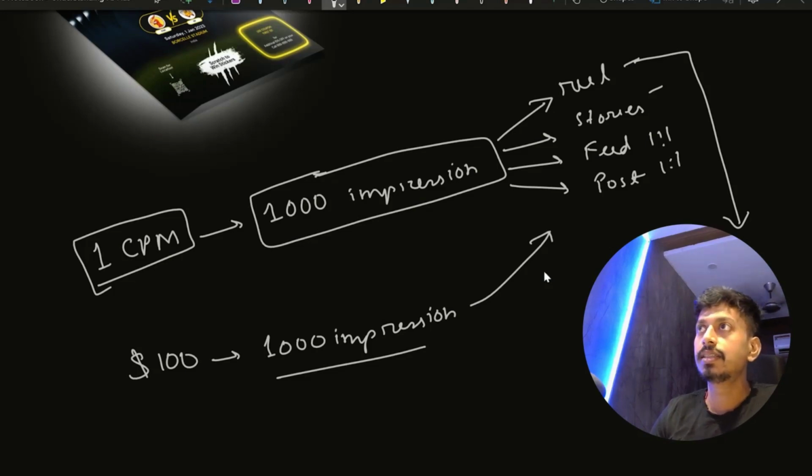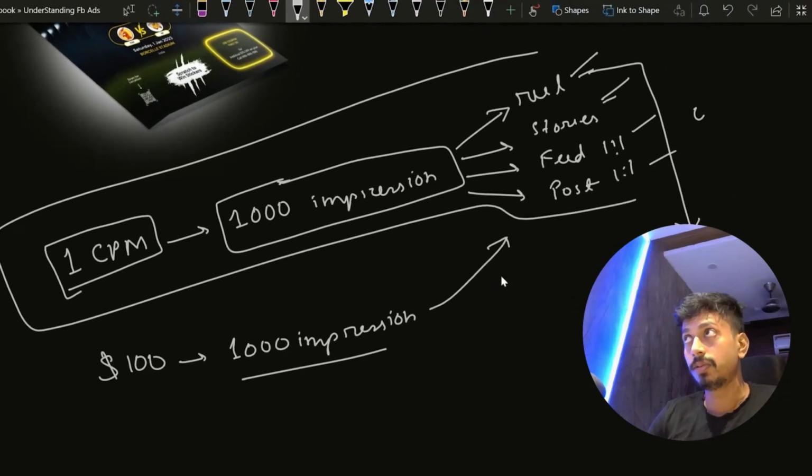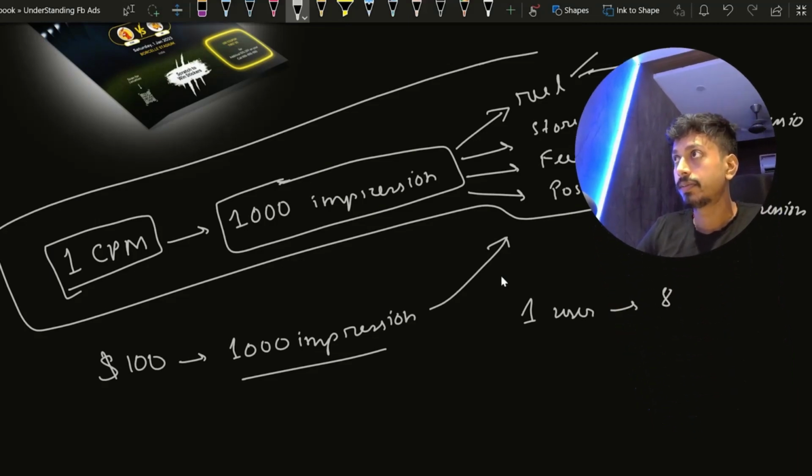It ends here. It may have repeated users. It may have the same user watching the same ad on Reels, Stories, Feed, and Post, and it will be counted as 4 impressions. Same user. And it can also be possible the same user watches this ad all over again and it will be counted as 8 impressions. That means your ad has been delivered only to one end user and you have been charged 8 impressions for that. It can be possible. Nobody says it is not possible.